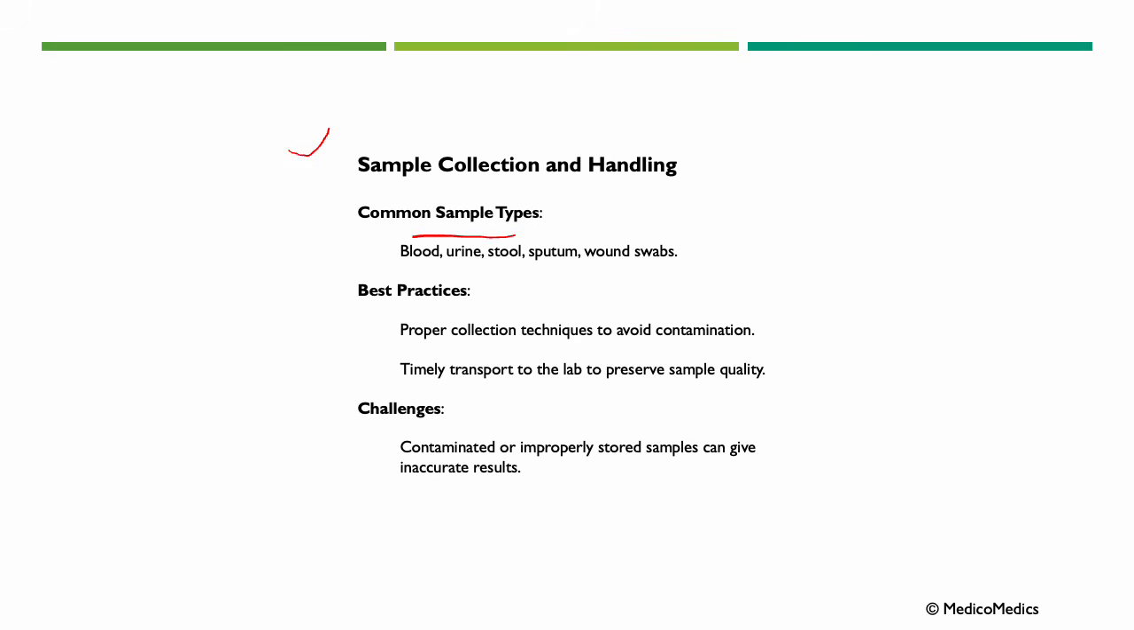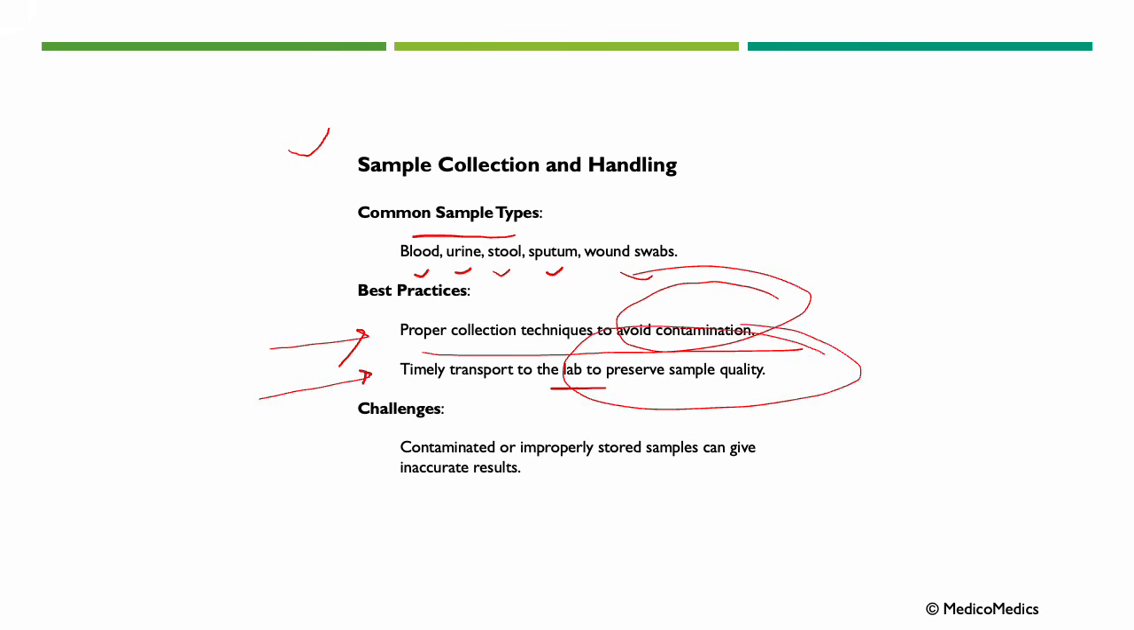Now, sample collection and handling. So common sample types include blood, urine, stool samples, sputum, and wound swabs. Best practices: proper collection techniques to avoid contamination. Timely transport to lab to preserve sample quality. Challenges: contaminated or improperly stored samples give inaccurate results.